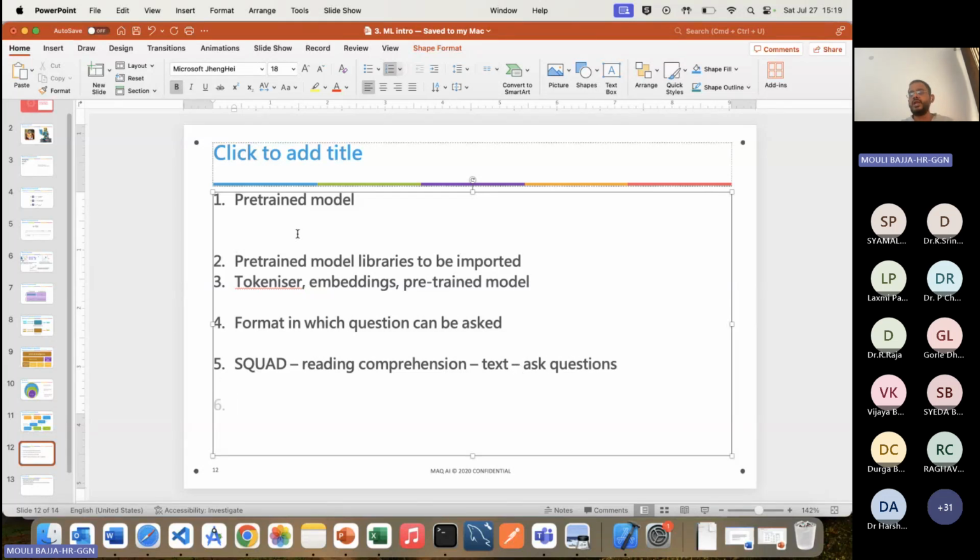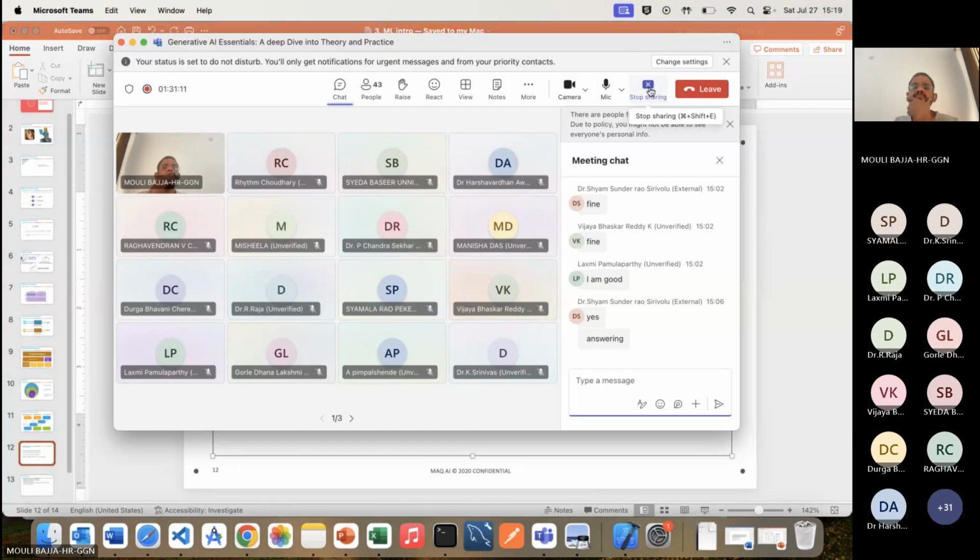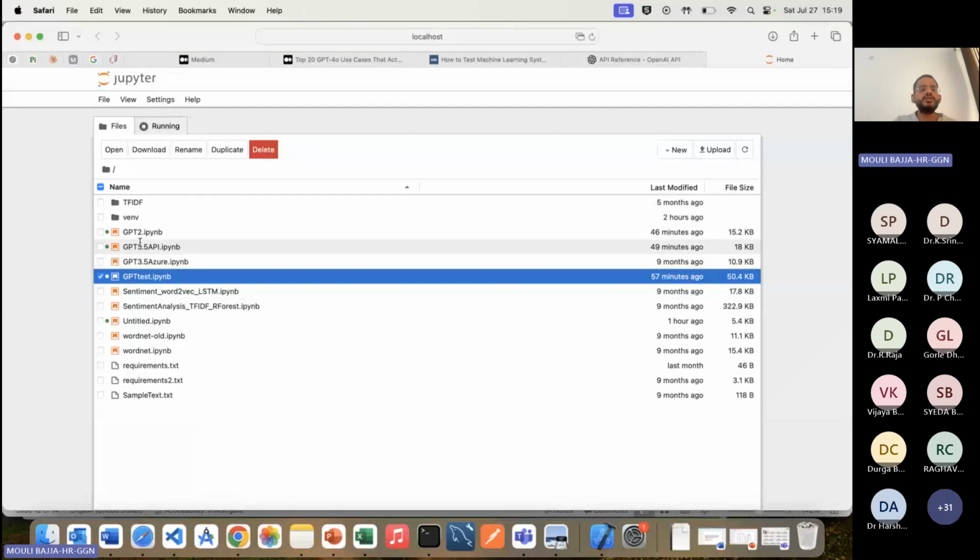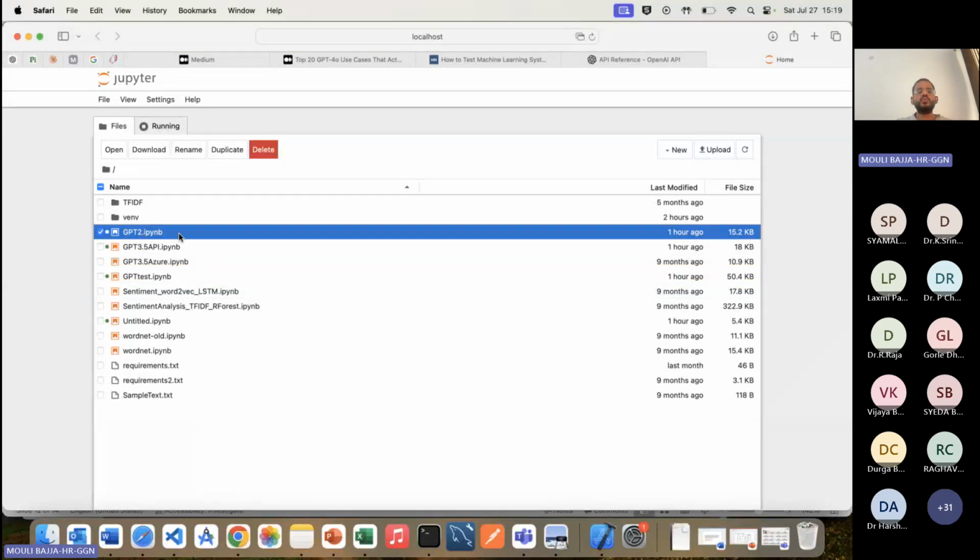Now, shall I show you a demo of some piece of code that is using such a pre-trained model? And we provide context and text. I am going to go to this file name. All right. So let's see GPT-2.